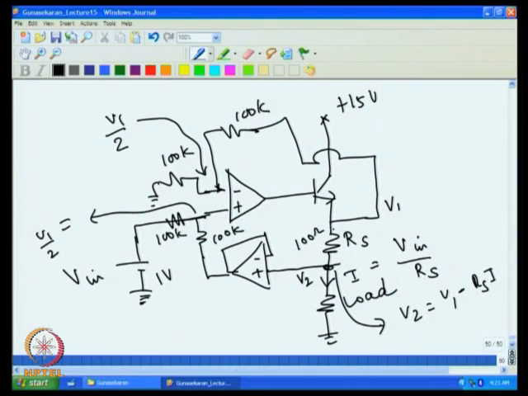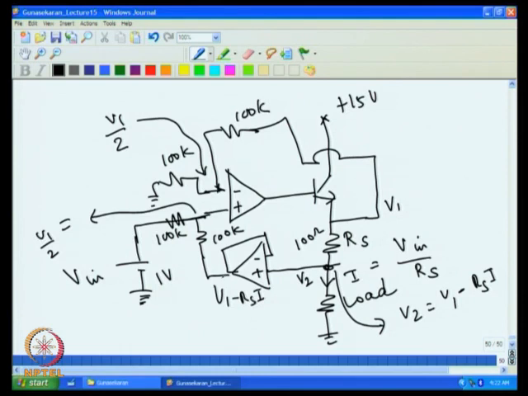Because Rs and I is the current that is flowing through this. So the voltage drop across this is Rs into I. So that means the voltage at this point will be, this is V1, so this is lower, lower by the voltage drop across this. That is why we write V2 is nothing but V1 minus Rs into I. So I can write this is a voltage follower. So this is also equal to V1 minus Rs into I.